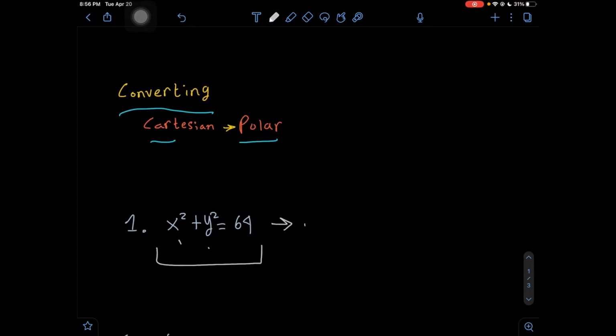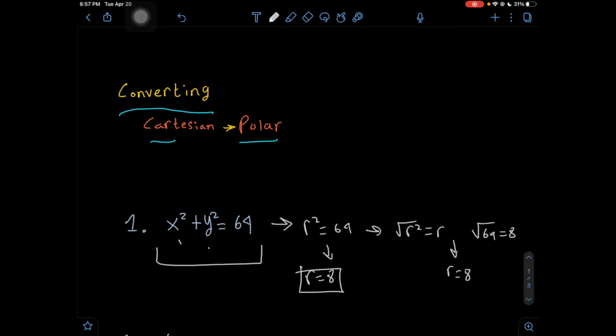So our new equation will look like r squared equals 64, and we just need to isolate r. So we know r equals 8 because we take the square root of both sides. The square root of r squared equals r, and the square root of 64 equals 8. So that means we have r equals 8, and that is our answer for number 1. Now let's go ahead to number 2.